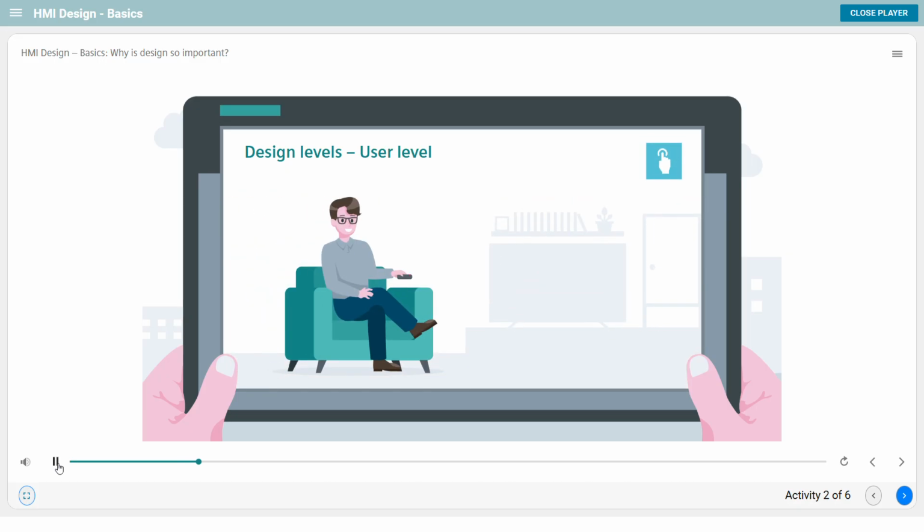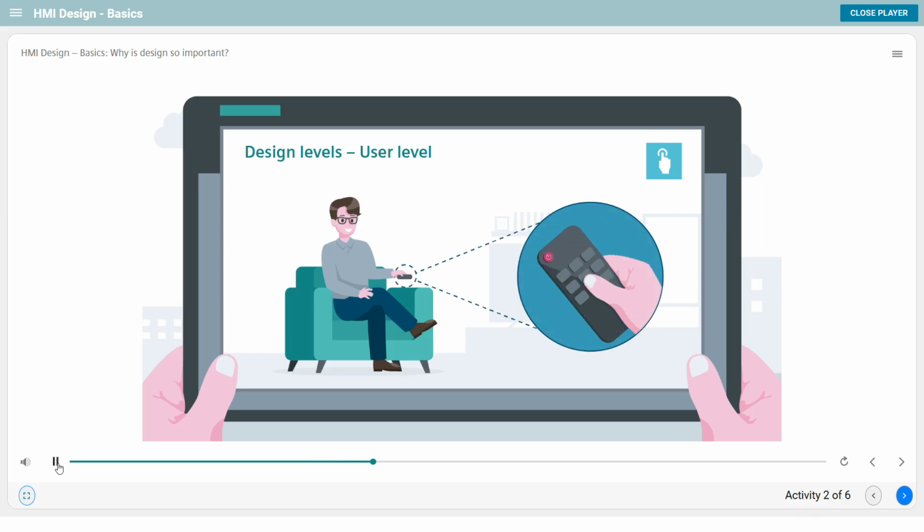The user level mainly refers to a product's functionality. When Ingo comes home from work in the evening, he likes to sit on the couch and watch TV. But which button should Ingo push to turn on the TV? Look at the remote in Ingo's hand. Which button would you use to turn the TV on and off?